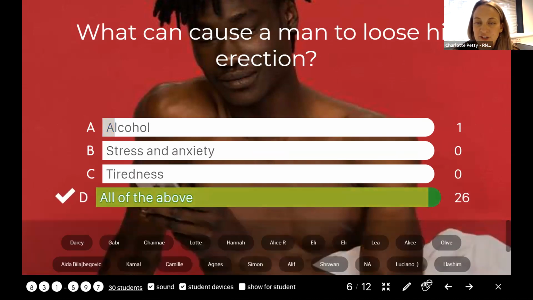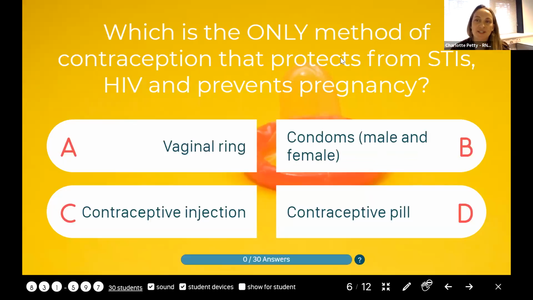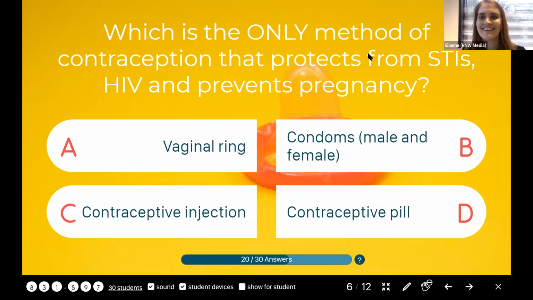So next question. Which is the only method of contraception that protects from STIs, HIV, and prevents pregnancy? I'm hoping that most of us here will get this right. I really hope so. Can you see who gets them wrong? That might put additional pressure on people. There's no naming and shaming here. No naming and shaming. Okay, good.